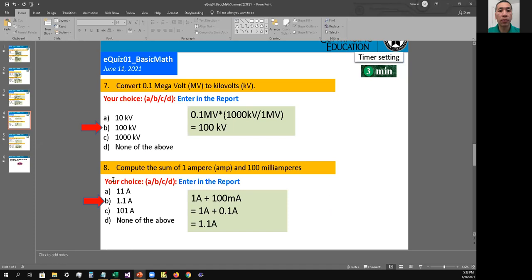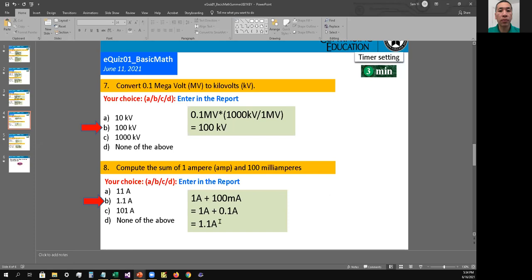So number 8, okay, compute the sum of 1 ampere and 100 milliampere. So they want to compute the sum, so you're going to add 1 ampere plus 100 milliampere. Does the Windows calculator have a scientific mode? Yes, it does.